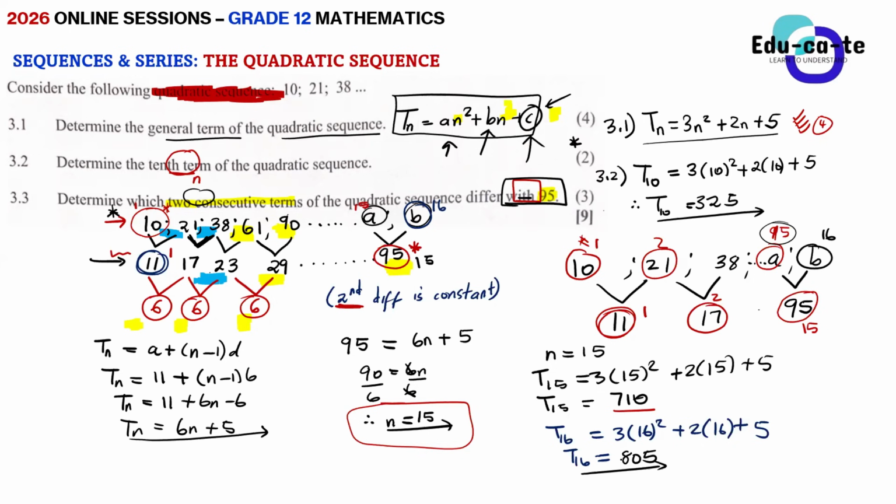No, sir. 805 minus 710. Yes, so you are going to do term number 16 minus term number 15. You must be able to get 95. So you've already solved the values of term 16 and term 15, and you get 3 marks. A huge number of marks.